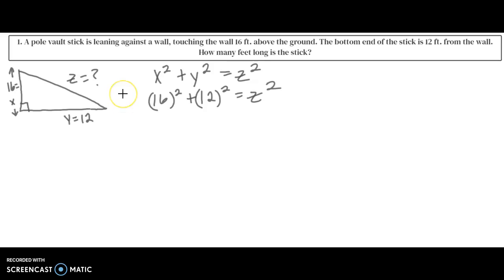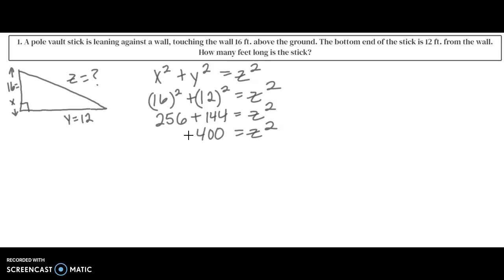16 squared, or in other words, 16 times 16, is 256. Plus 12 squared, or 12 times 12, is 144. Equals z squared. We add 256 and 144, which gives you 400, equals z squared.